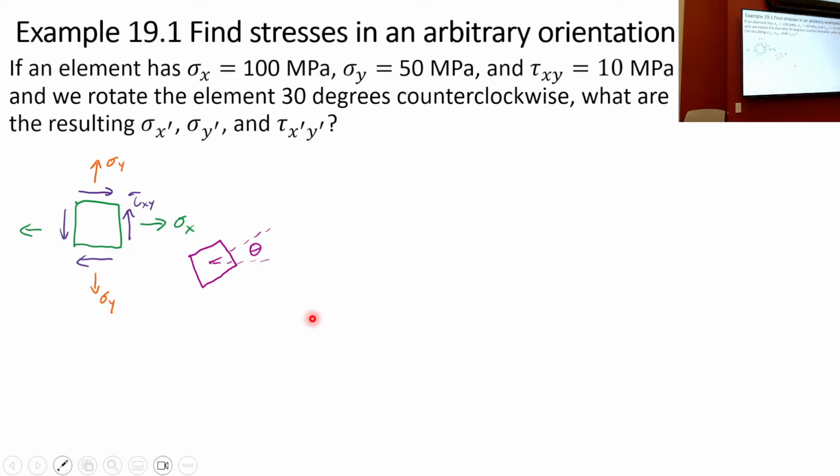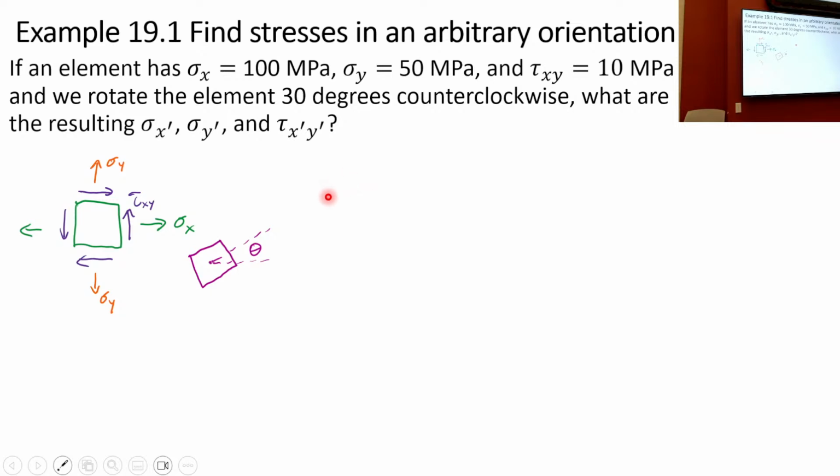All right, so here's an example. If we have an element, the same state of stress we were just talking about, where sigma x equals 100 megapascals, and sigma y equals 50 megapascals, and tau xy equals 10 megapascals, and we rotate the element 30 degrees counterclockwise. What are the resulting sigma x prime, sigma y prime, and tau x prime y prime? So yes, you could just use your equations, but what I'm trying to show here is that we can use Mohr's circle to do this.